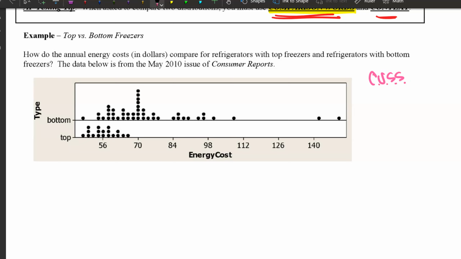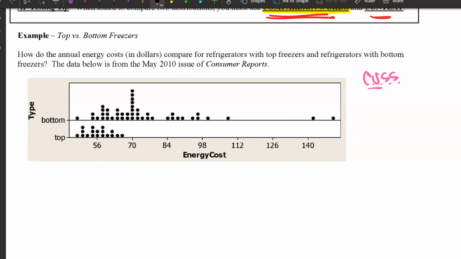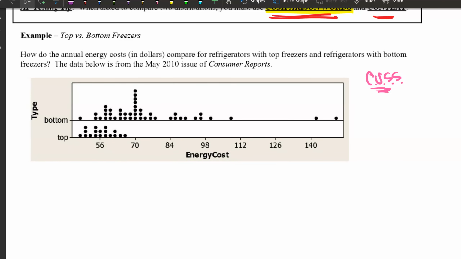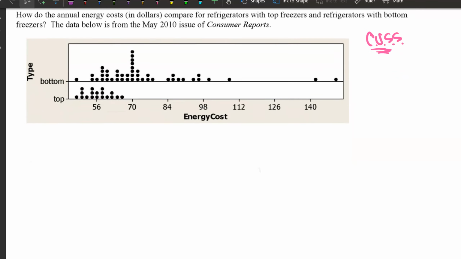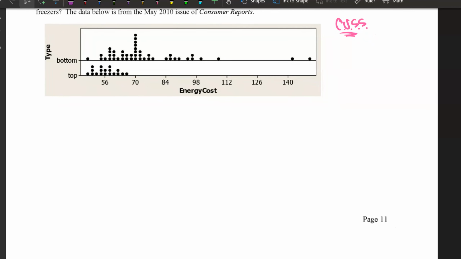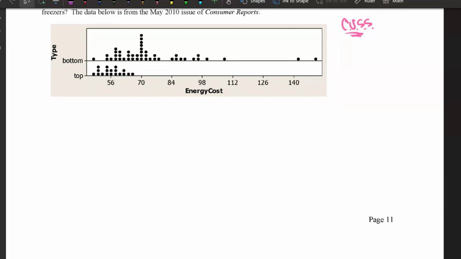I think you would find if I asked you to compare this, you just did it informally, you'd talk about where this is located, that this is spread out. You would do these things that we do when we use CUSS anyway. CUSS is just kind of a way to help us formalize it so we can make sure we get everything and make it a little easier.